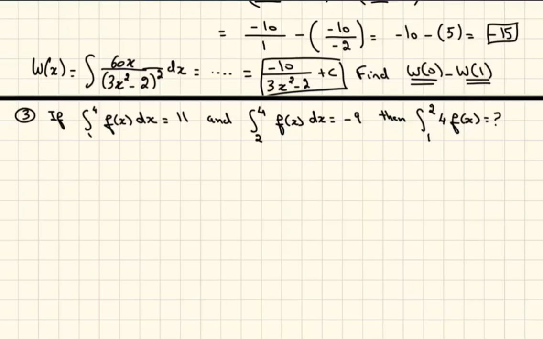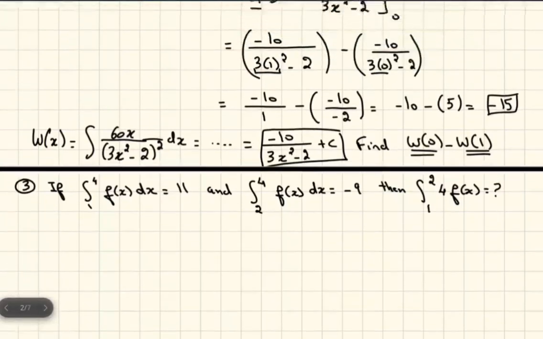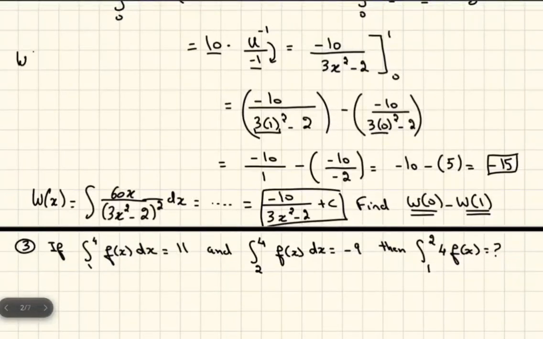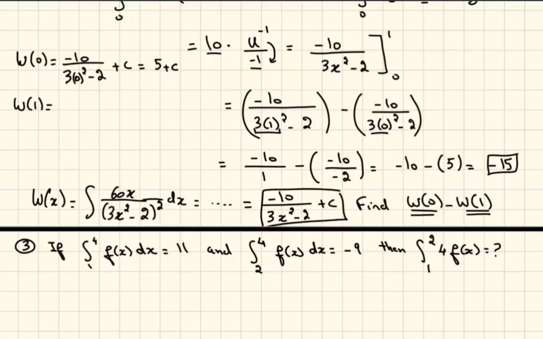So if they ask you w0 minus w1, you do w of 0 on the side, which is minus 10 over 3x squared minus 2 plus c. Instead of the x, I'm going to replace 0. So it becomes minus 10 over negative 2, which is 5 plus c. Now, w of 1, you replace 1 instead of the x. So you get minus 10 plus c.